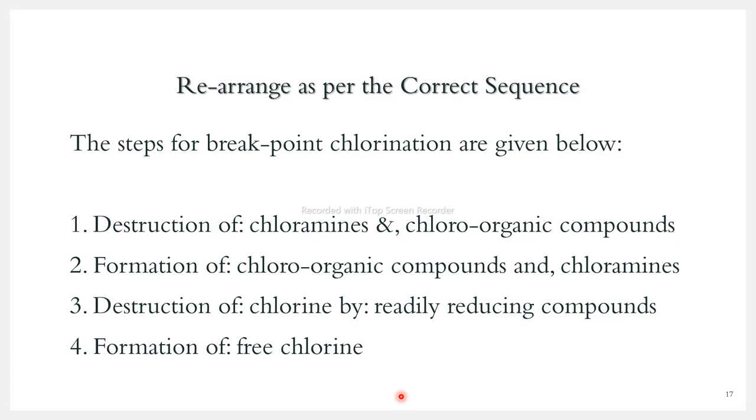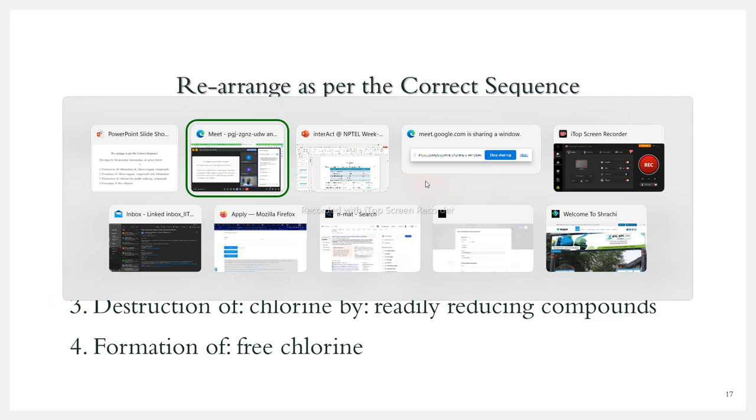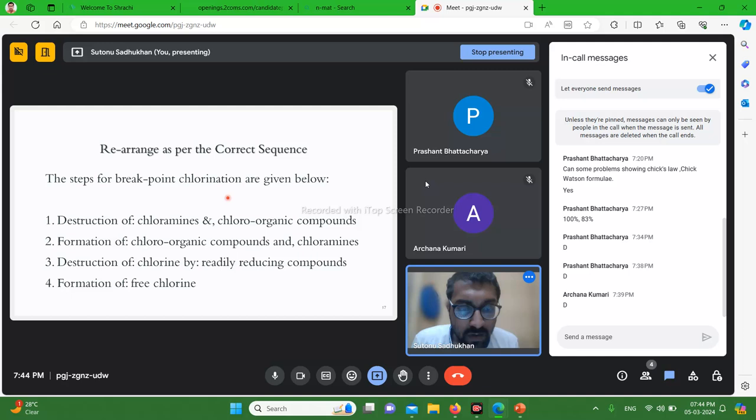There is a process called chlorination, which is used for disinfection, for removing bacteria, viruses, and microbes from the wastewater. So these are the steps of chlorination. You have to rearrange them. These may not be in the correct order, or maybe they are. It may be 1, 2, 3, 4 also. You can just write the sequence in the chat box. I'll give you 2 minutes.